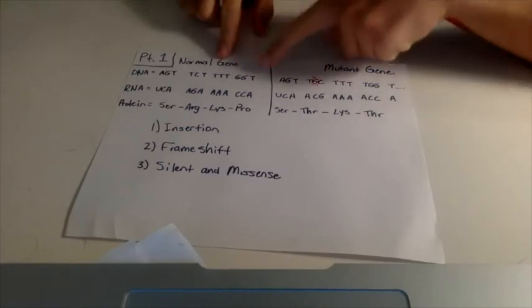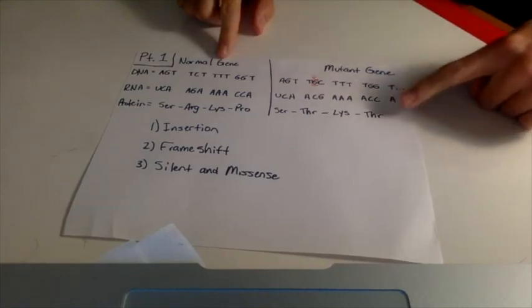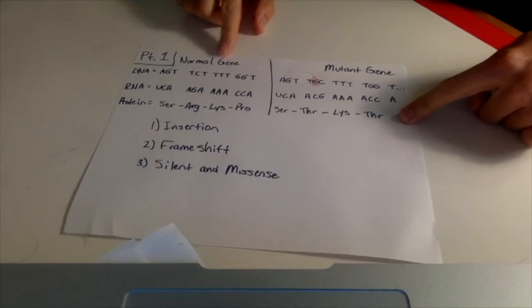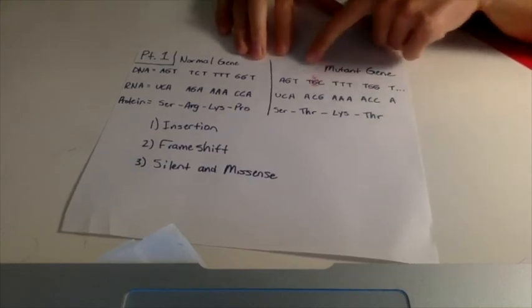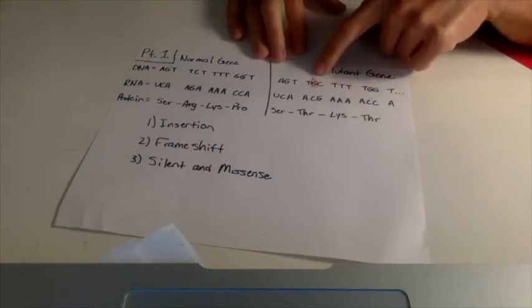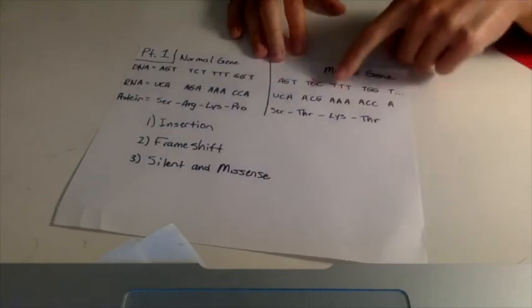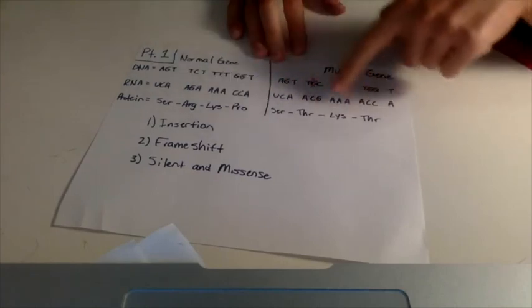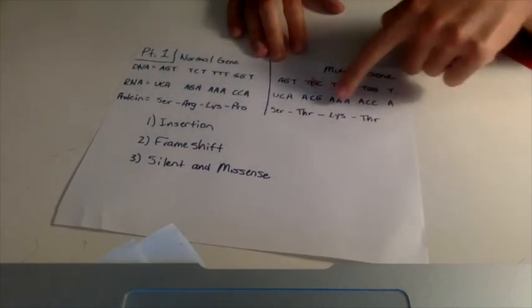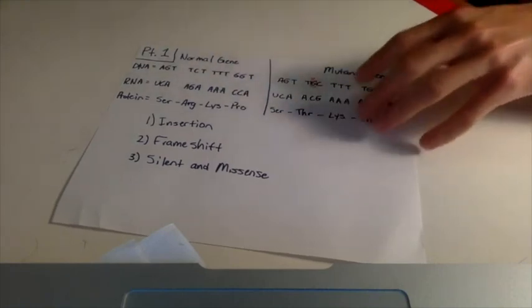But here what I did is I took the DNA from the normal gene and the mutant gene, I transcribed it into RNA, and then translated that into protein. And the mutation here that happened was an insertion. It added a base, which is a G, and that pushed everything else down. So that is a frame shift, and it resulted in 2 missense mutations and 1 silent mutation because it stayed lysine, but then arginine changed to threonine, and proline changed to threonine.